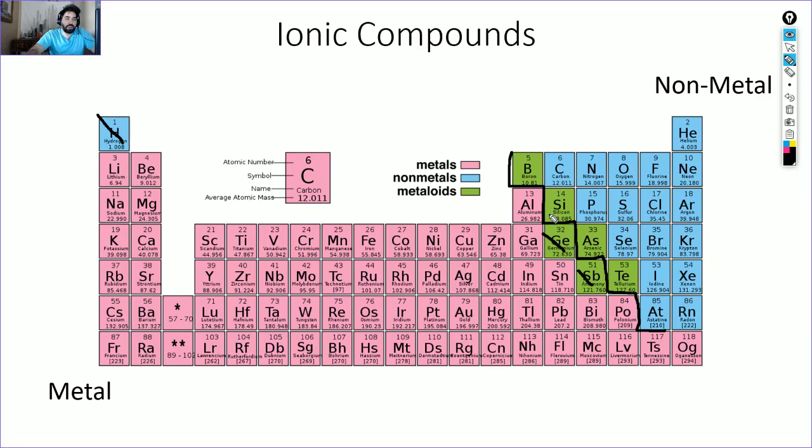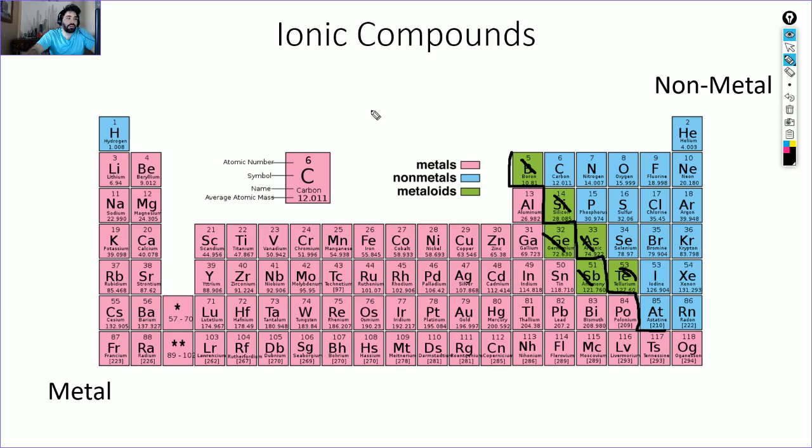And then if you're to the right of the stair-step line, you're a non-metal, just like all these little blue guys right here. The exceptions are boron, silicon, arsenic, and tellurium. I don't think I said that one right. But those are exceptions. Those are metalloids. Metalloids aren't nonmetals. So we're not going to talk about those when we talk about ionic compounds.